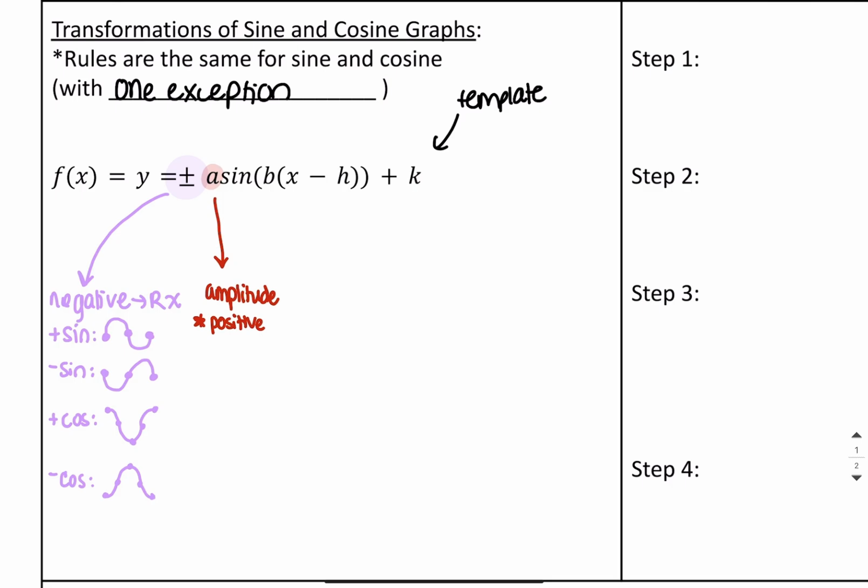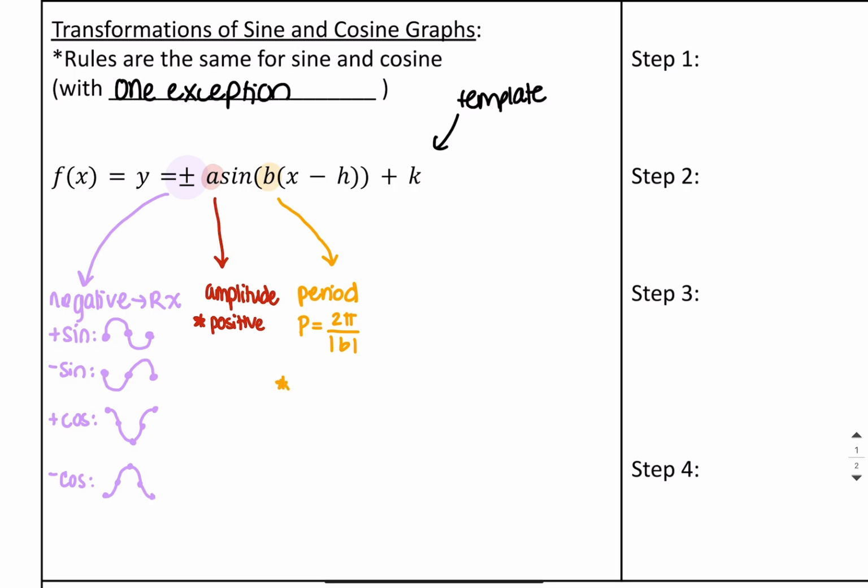The next thing that I see is this B. This B is going to change the period of the graph. So the regular period is 2 pi, but to find the new period, we're going to do 2 pi divided by the absolute value of B, whatever that is.